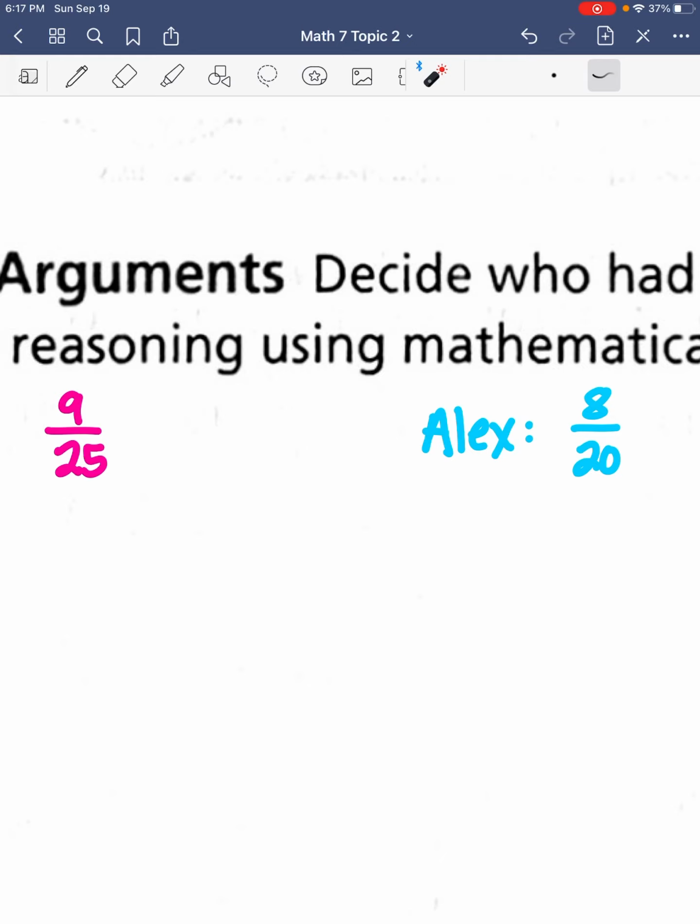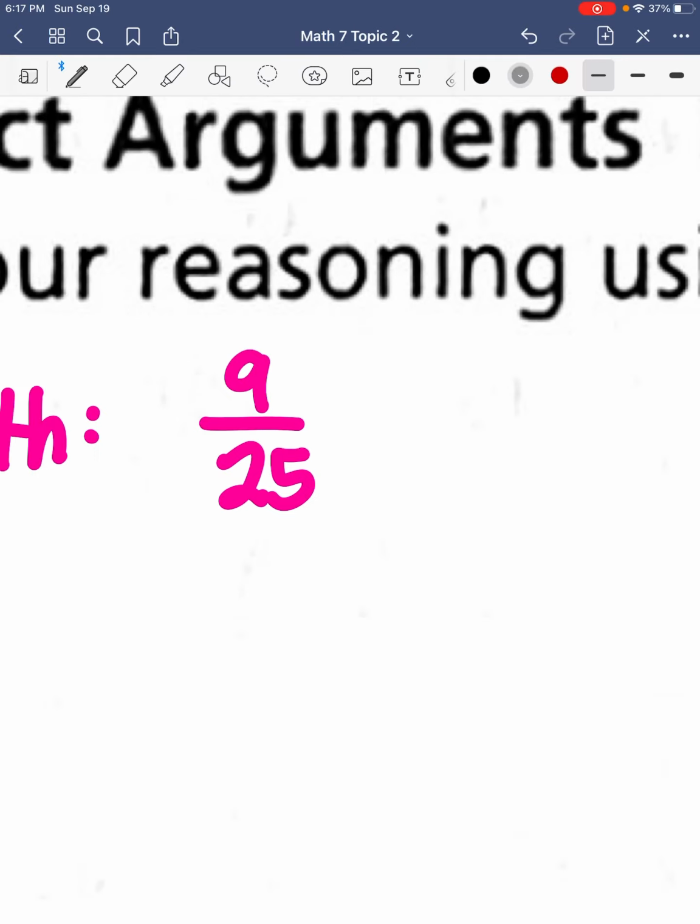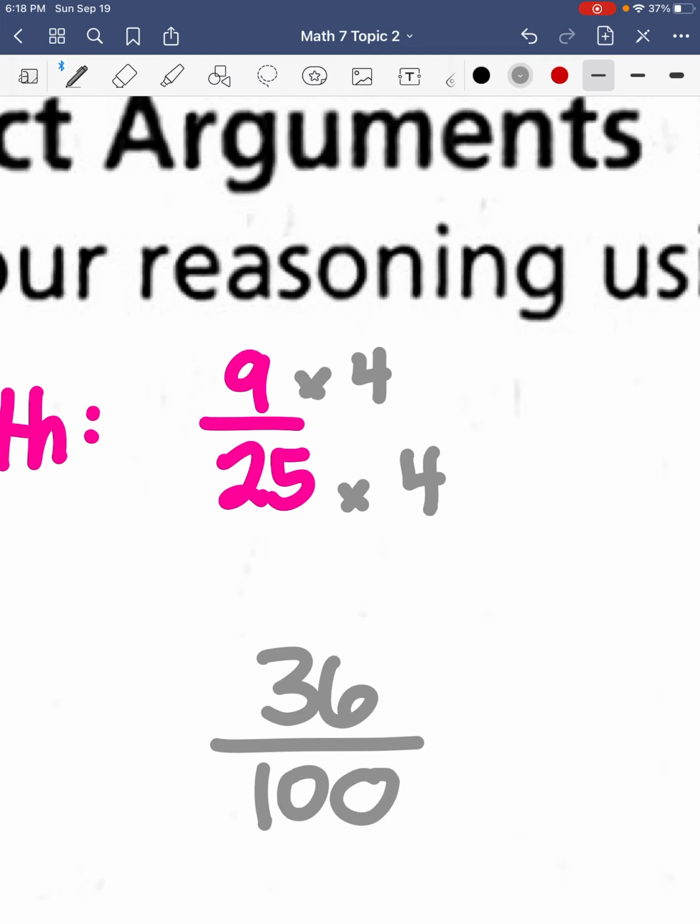What number could I get them to? I could get them to 100, you're right. So what will I multiply 25 by to get to 100? I'd multiply by 4. And that means I'm going to do the same thing on the top. So 9 times 4 is 36, and 25 times 4 is 100.